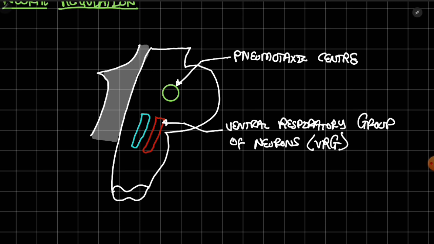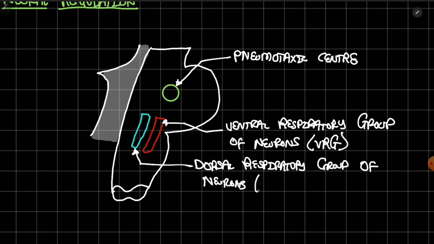Then what is this blue structure? Since it is more dorsal, it is named the dorsal respiratory group of neurons, or we simply call it DRG. Then one center also is located here. Let me show it as a dotted structure. It is the apneustic center.